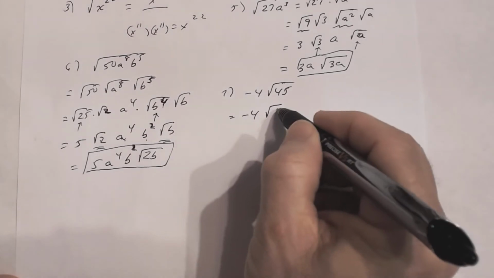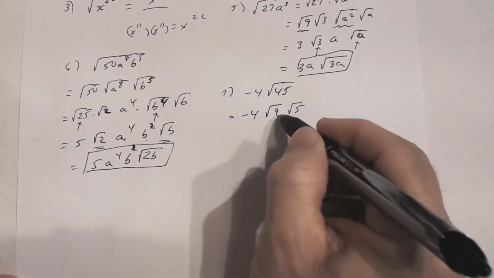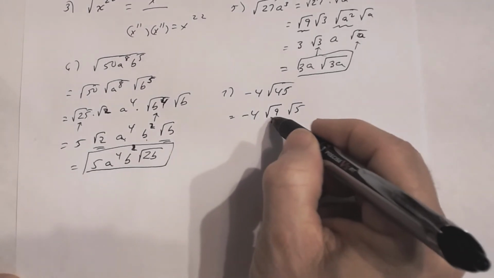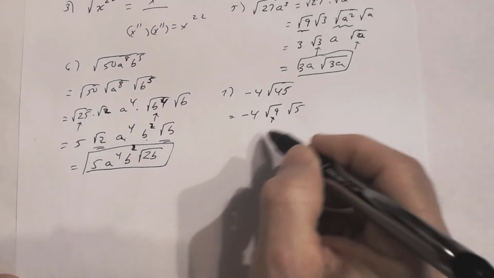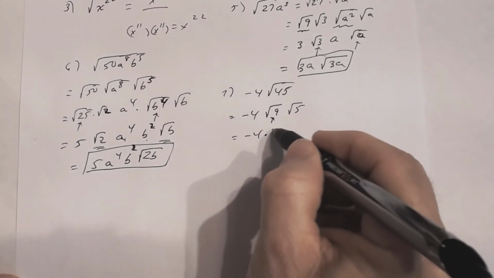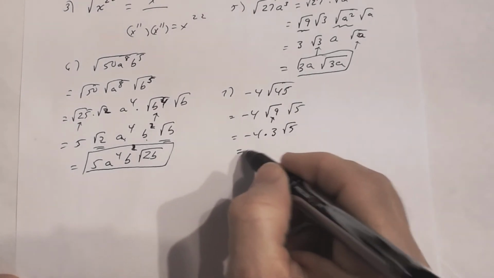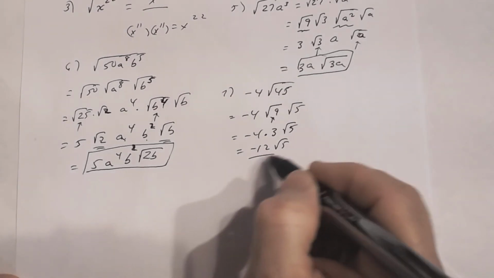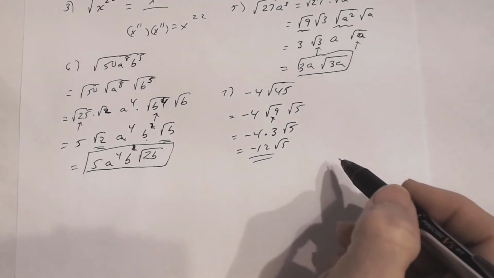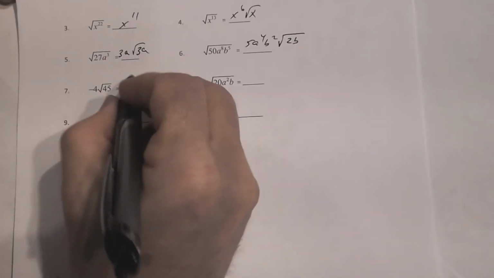So I can write this as square root of 9 times the square root of 5. 9 times 5 is 45. And I can simplify this. Square root of 9 is 3. So I get negative 4 times 3 times the square root of 5. And so negative 4 times 3 is negative 12. So you get negative 12 square root of 5. So that's answer number 7, negative 12 square root of 5.